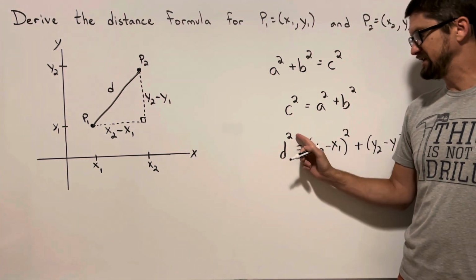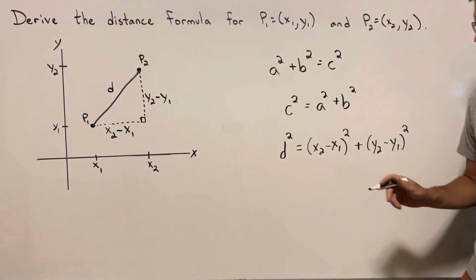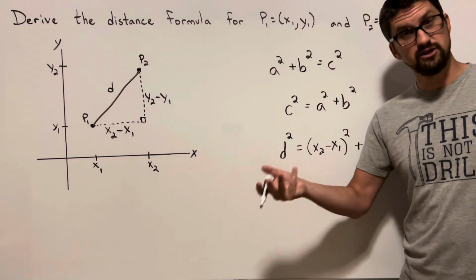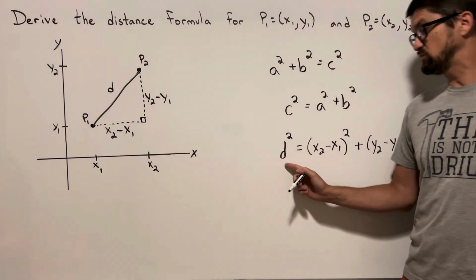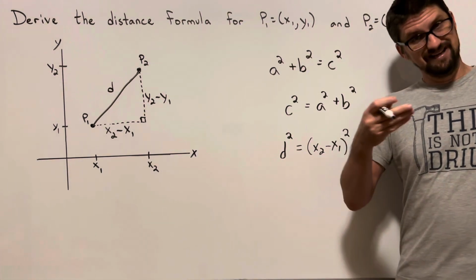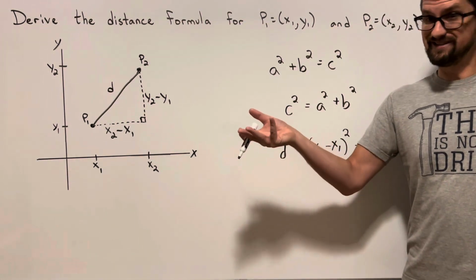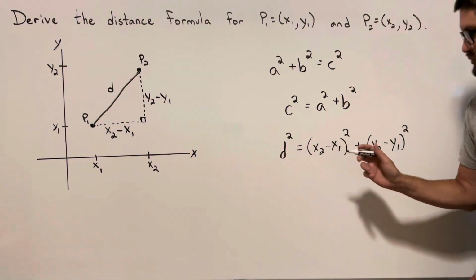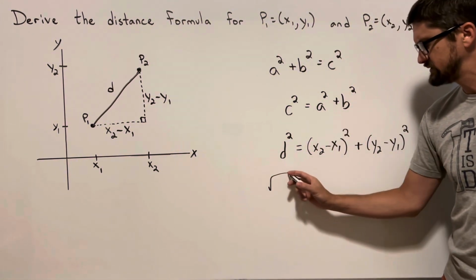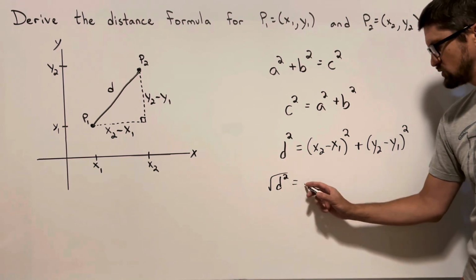Now to solve for d, you're going to have to square root both sides. Now usually when you square root both sides, you need to consider the positive and negative scenario. But since we're talking about distance, we're going to represent distance as always a positive number. So I only need to do the positive square root. So I'm going to square root both sides to get rid of that square on the d.